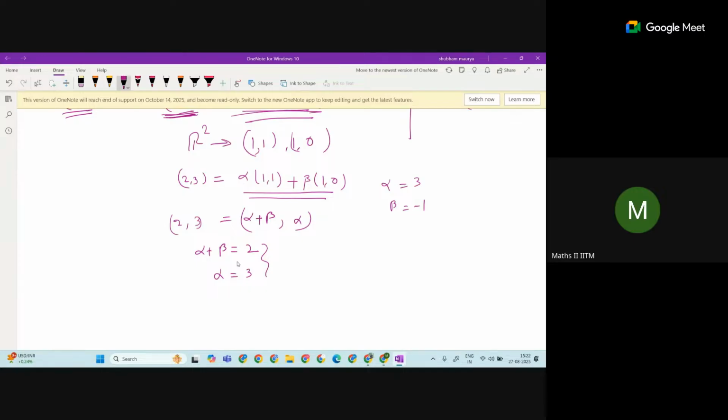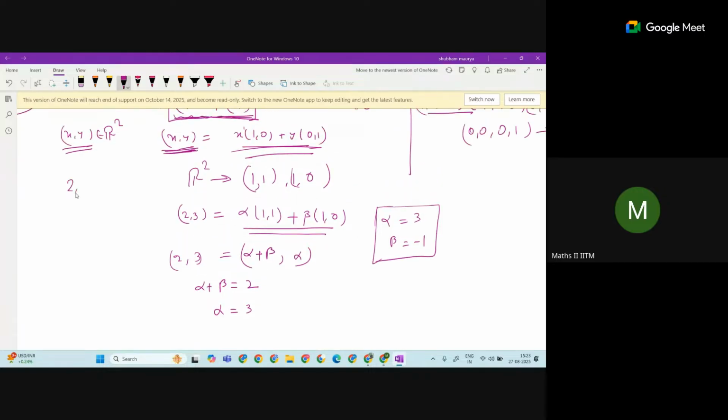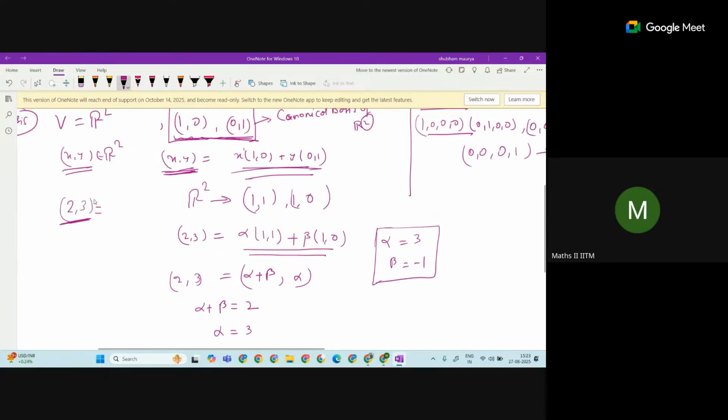You know it from doing this many times; the Gauss elimination method, or there are so many methods, the elimination method or any other method. Following that, you can solve it easily. So this will give alpha is equal to 3 and beta is equal to -1. Previously, this vector 2, 3 was given with respect to the canonical basis.